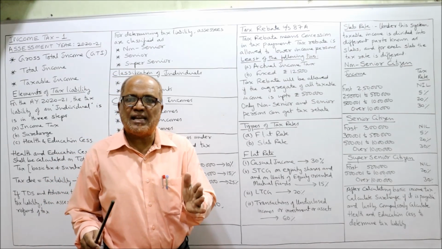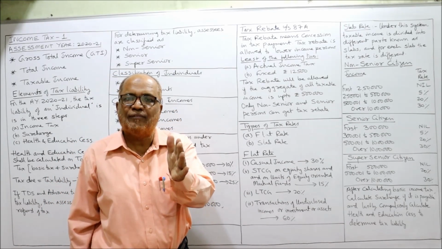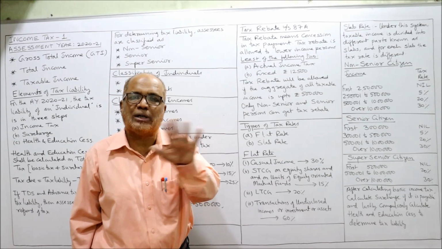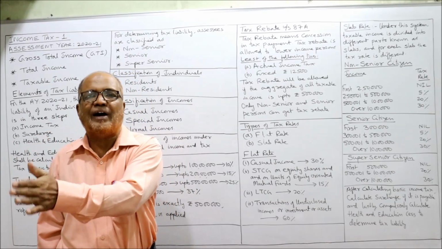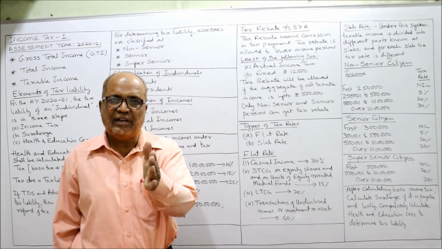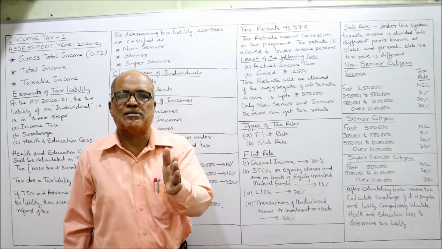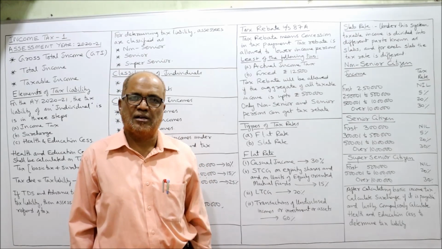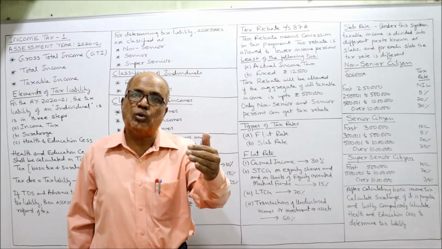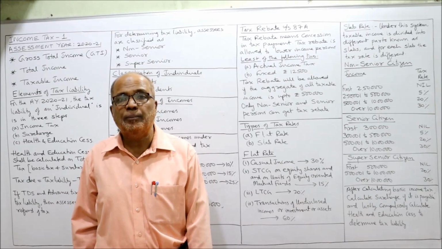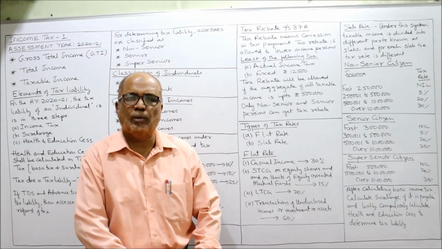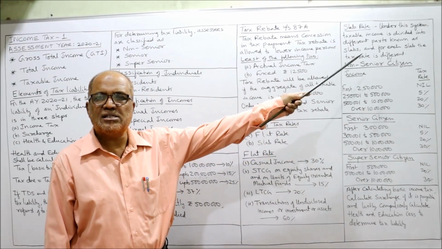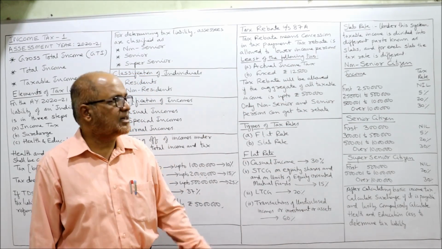So first slab up to 2,50,000, 0%, no tax. From 2,50,001 to 5 lakh rupees, 5% is the rate of tax. From 5 lakh 1 to 10 lakh rupees, 20% is the tax. Over 10 lakh rupees up to any extent, it will be 30%. These provisions will apply for non-senior citizens.